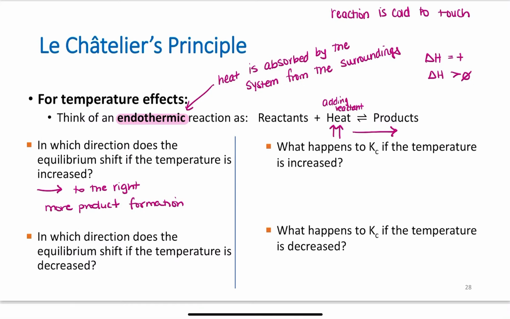It needs to do something to counteract what you did. You added more heat. It needs to get rid of that heat. So how does it do that? It reacts more of its reactant and forms more product to counteract that increase in temperature.